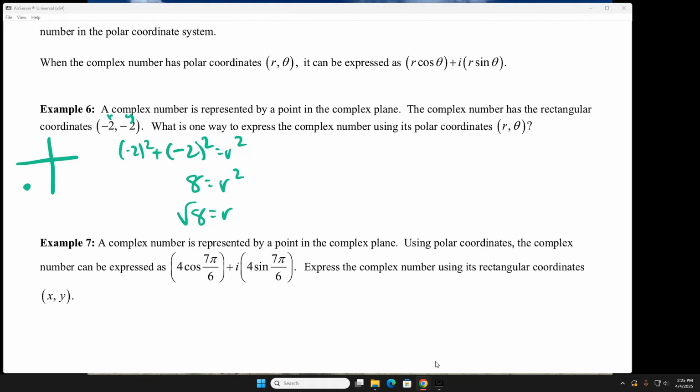All right, and then I know since I moved the same over and the same down, this is going to be a slope of 1. And so I know it's going to be the pi over 4 angles that have that slope. So I already know that the pi over 4 angle in quadrant 3 is 5 pi over 4. So if I want to represent this using polar coordinates, I'm going to take this formula right here. In the place of r, I'm going to put the square root of 8. And then in the place of theta, I'm going to put 5 pi over 4.